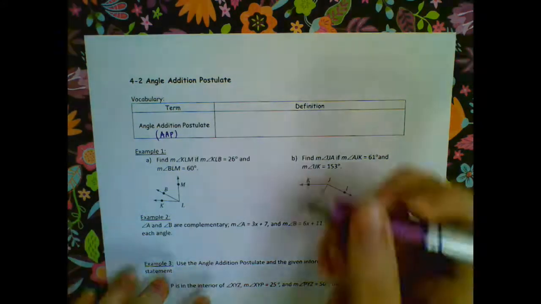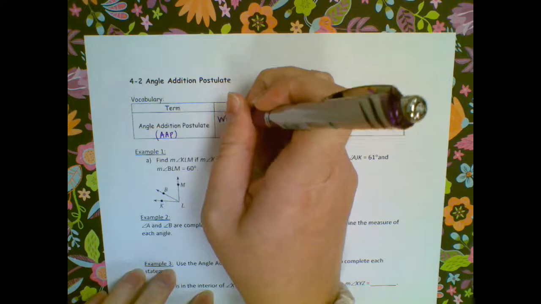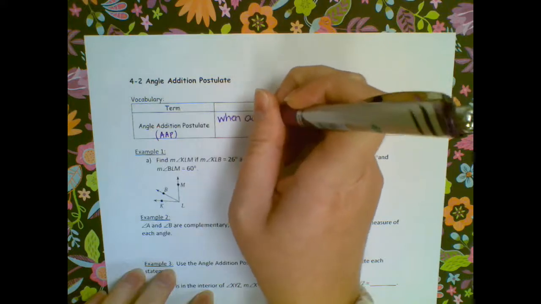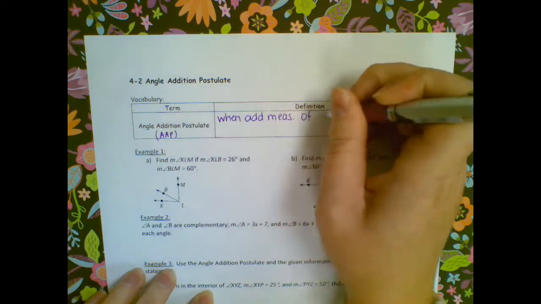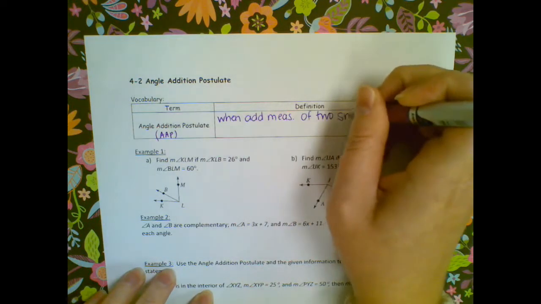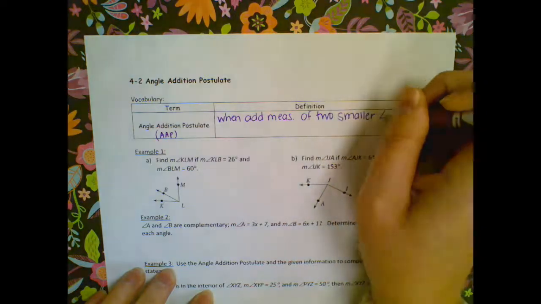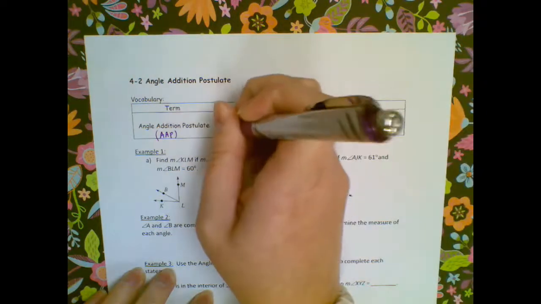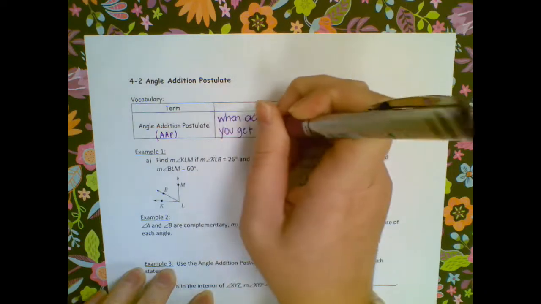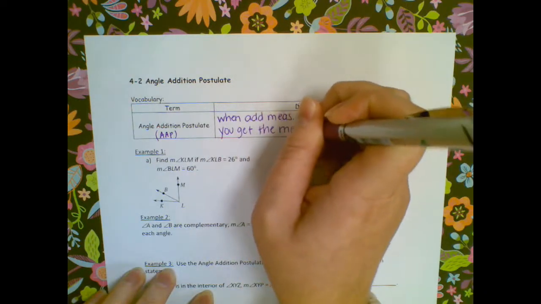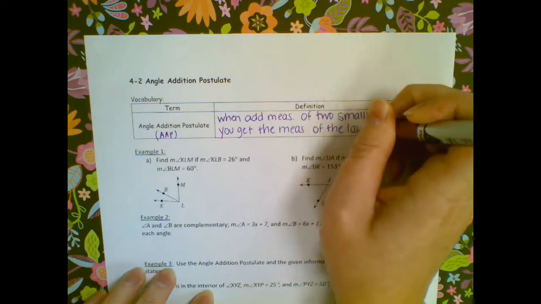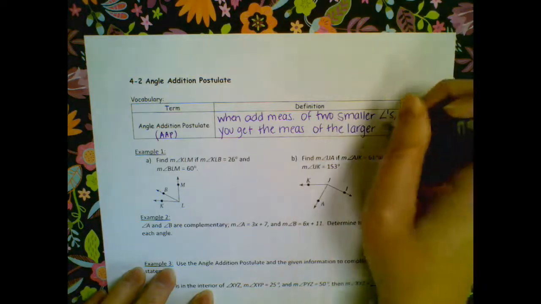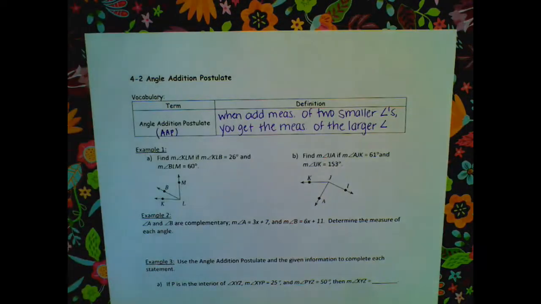What it does, it says when you add the measures of two smaller angles, you get the measure of the larger angle. Okay. So two parts kind of make a whole is kind of the idea.